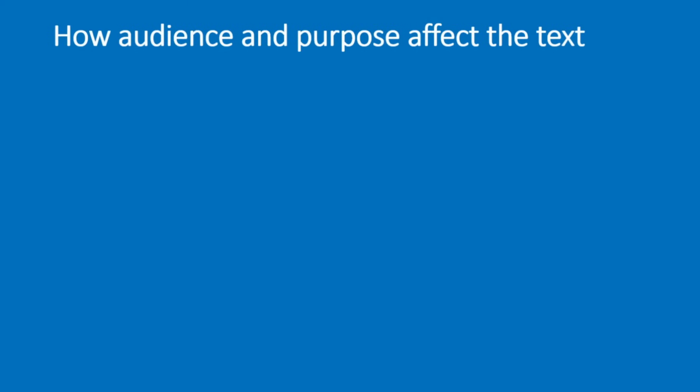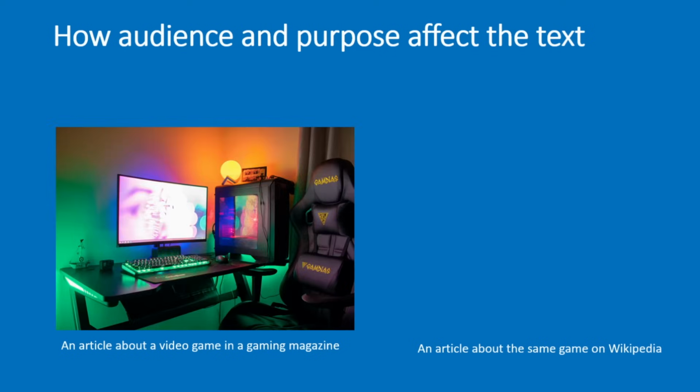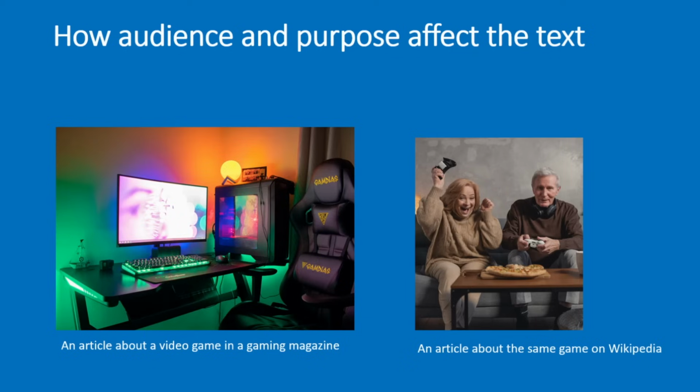Let's take these two examples. Imagine one author is writing an article about a new video game in a gaming magazine. Another writer is writing an article about the same game for Wikipedia. These two texts have very different audiences, the first one being gamers and the second one just about anyone on the internet. They also have very different purposes. The Wikipedia article aims to provide general information about the game, while the gaming magazine article needs to provide much more detailed information in order to maintain the interest of the readers.